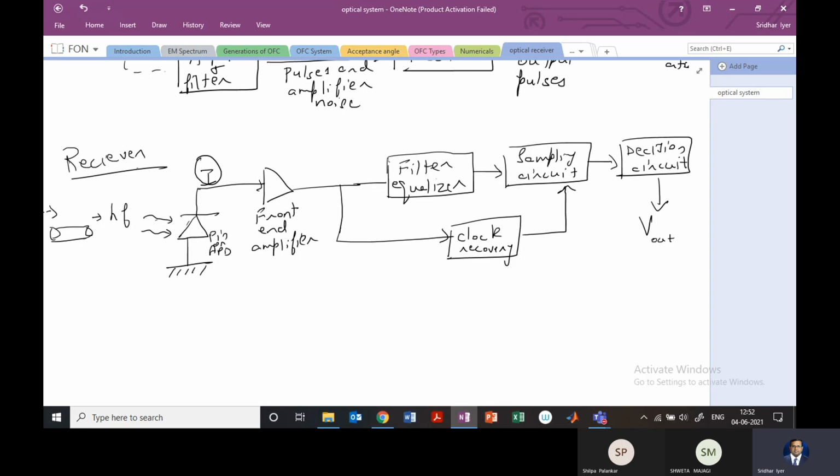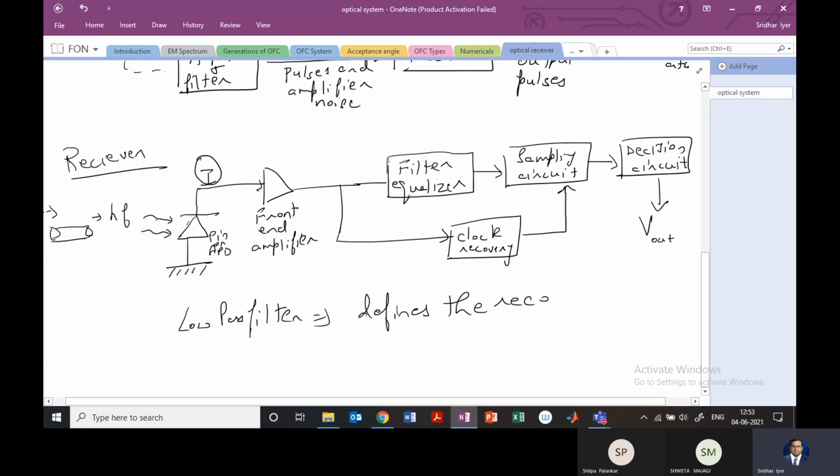Once you amplify this signal, it passes through a low pass filter, and this filter is going to reduce the noise outside of the signal bandwidth, right? So the signal bandwidth is very large because we are using an optical fiber cable, but whatever is outside of that bandwidth, this filter is going to reject it. So this filter is going to define the receiver bandwidth, right? So this filter, right, this is a low pass filter, defines the receiver bandwidth.